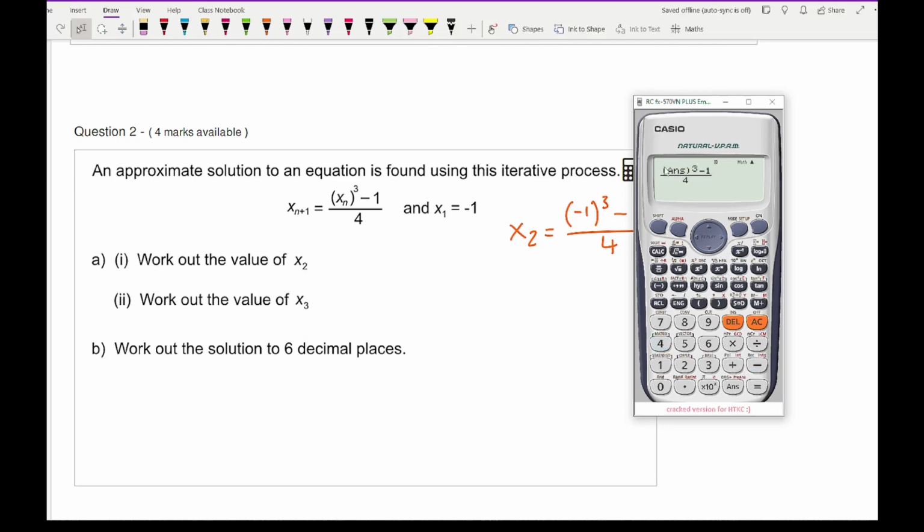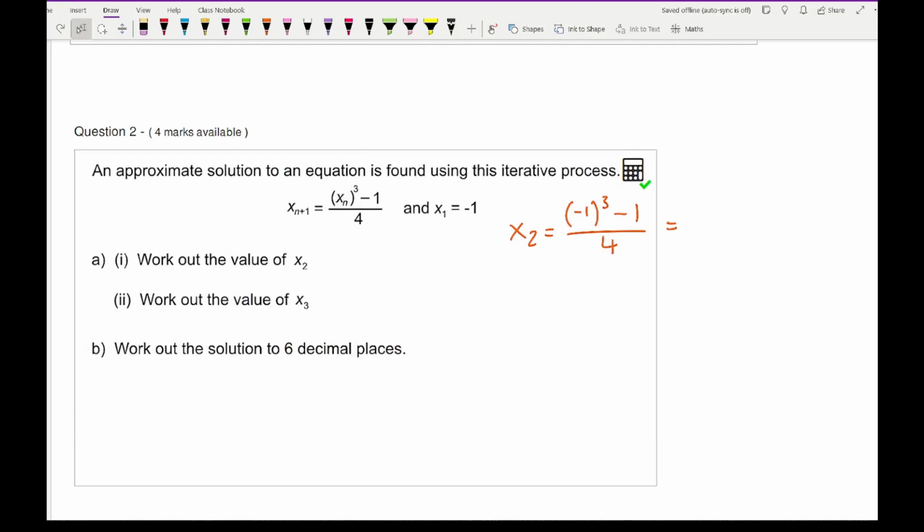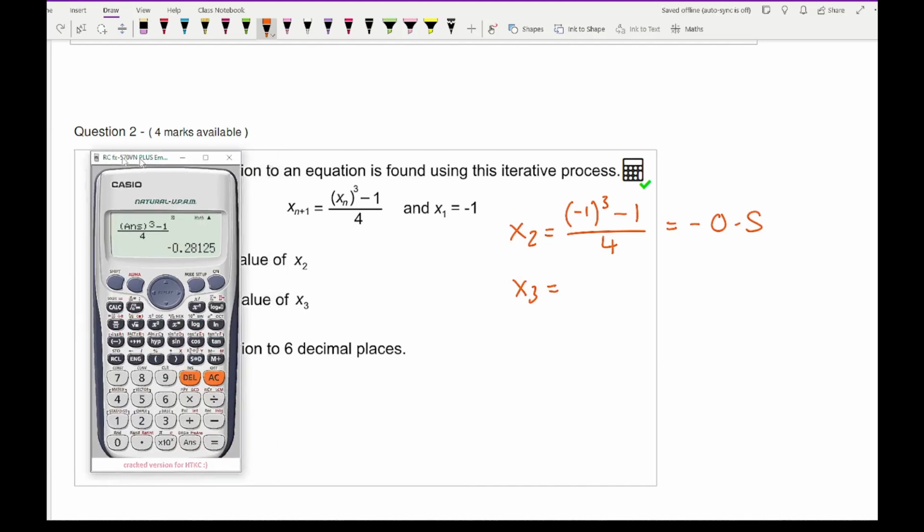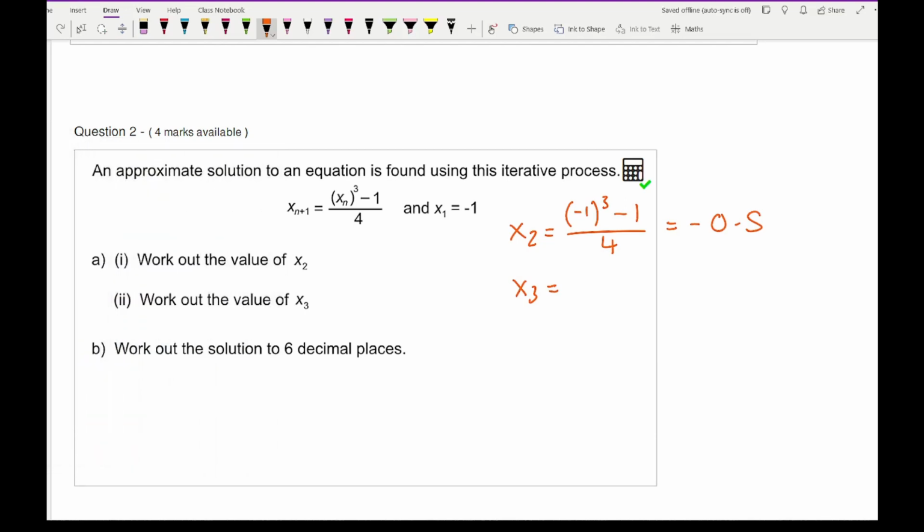So just double check to make sure that that looks fine, that the minus 1 is not part of the power. Press equals. So my first value is minus 0.5. And I write it as a decimal. And x3, if I then press equals on the calculator, gives me minus 9 over 32, which is minus 0.28125. And then for part B, it then tells me to work out the solution.